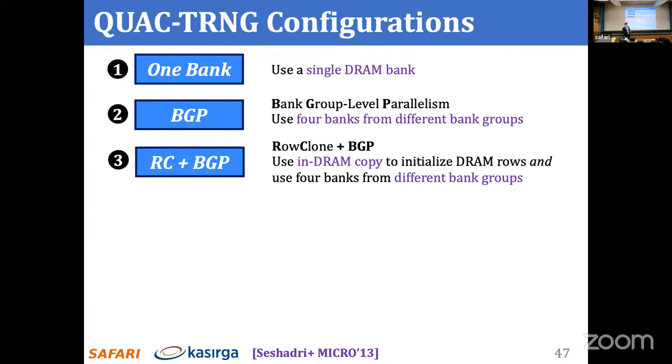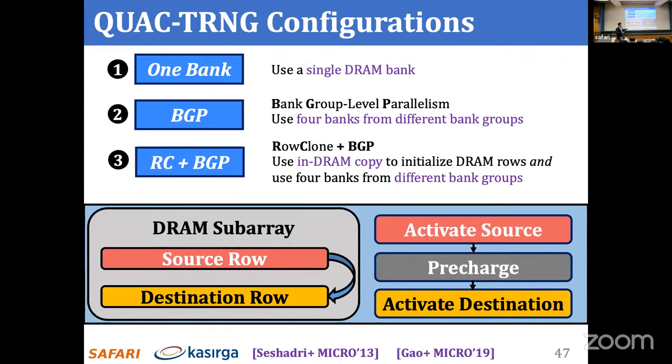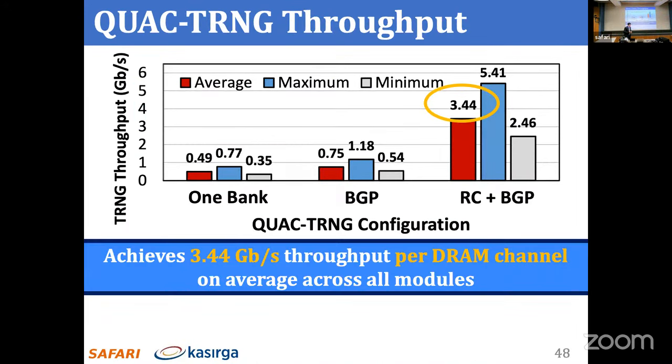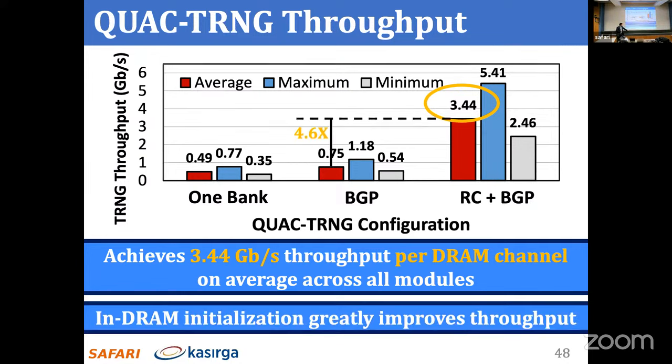So the RowClone plus BGP configuration also uses RowClone operations in real DRAM chips. The way we do that is we send activate, precharge, activate commands, as a prior work showed. This sequence is capable of moving data from one row to another in a subarray. We use that to initialize the DRAM rows prior to performing the quadruple activation operation. These are the throughput results that we have. Again, to summarize, we observe 3.44 gigabits per second average true random number generation throughput per DRAM channel. And we see that when we use RowClone to initialize DRAM rows, we improve performance significantly.